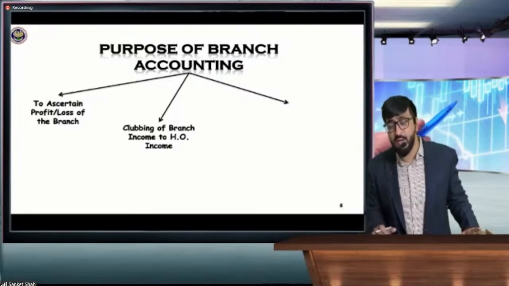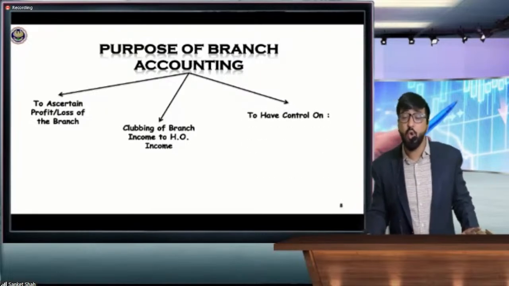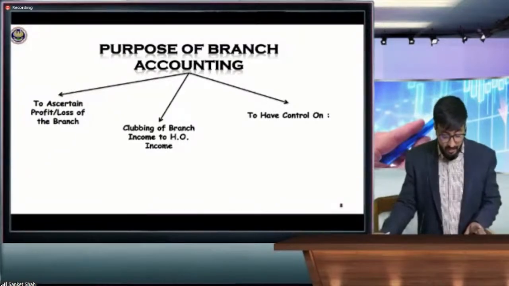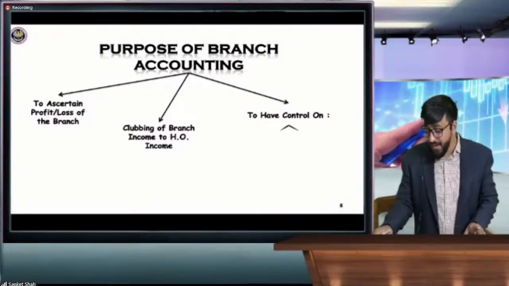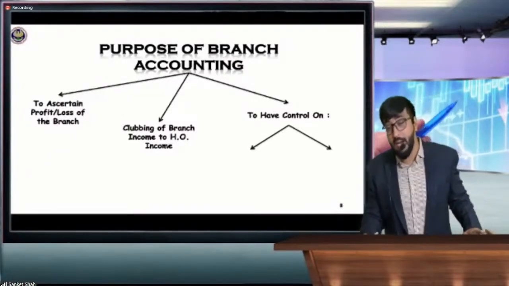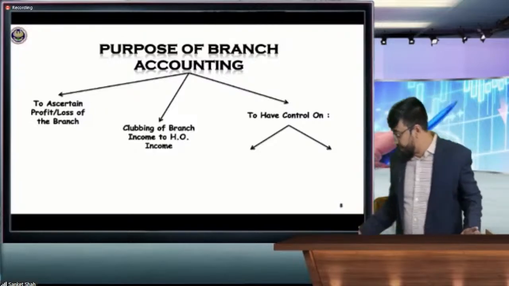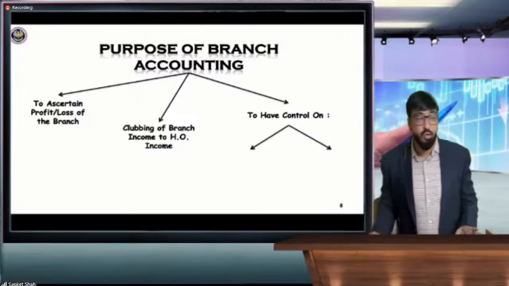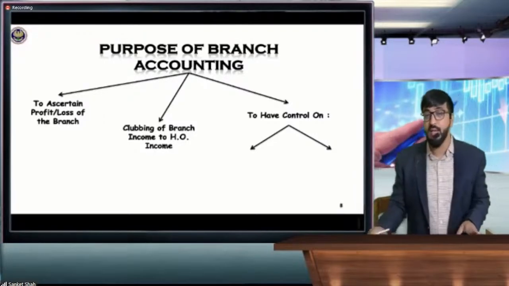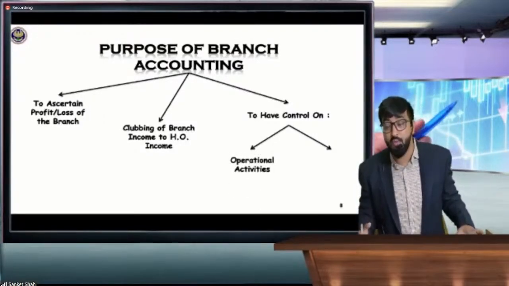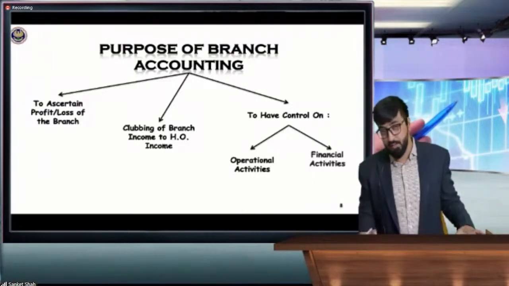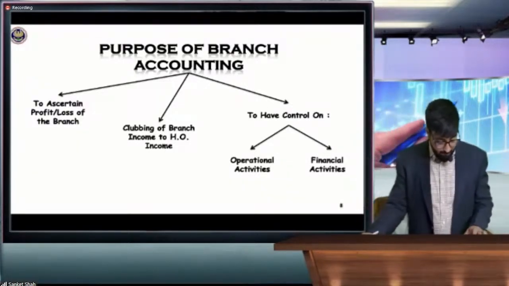And next one, we must have control on operating activities and financial activities of branches. So branch, your parent also has control on you, though you are doing all activities independently. Yes, but your parent has control over you, and this is also similar to our head office and branch accounting. So this is the purpose.